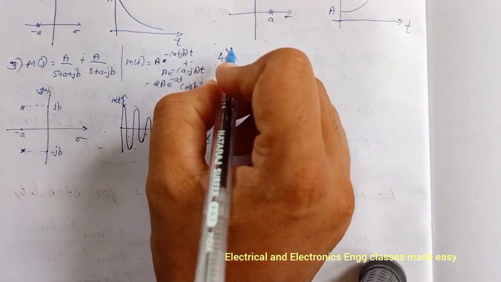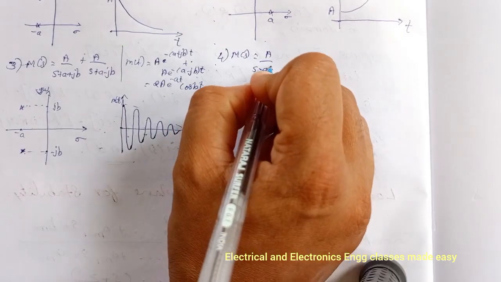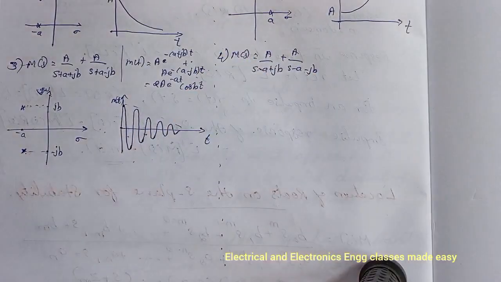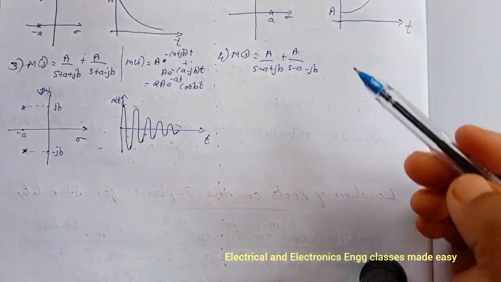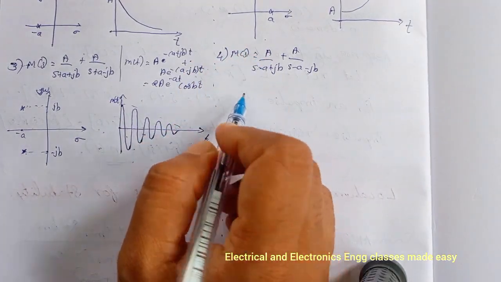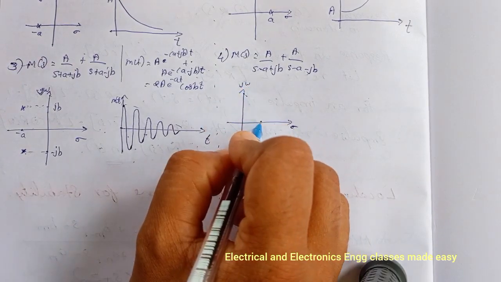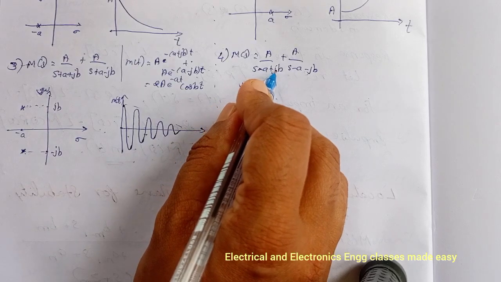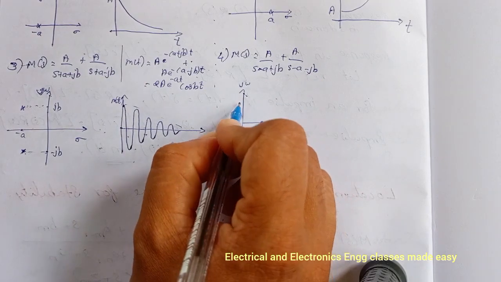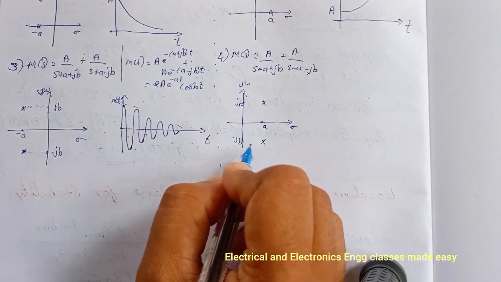Next is M of s equal to a divided by s minus a plus jb, plus a divided by s minus a minus jb. So here the roots are on the right half of the s plane and complex conjugate. So we can locate the roots like this: sigma, this is j omega, here s equal to a minus jb, here s equal to a plus jb. So the roots are like this.